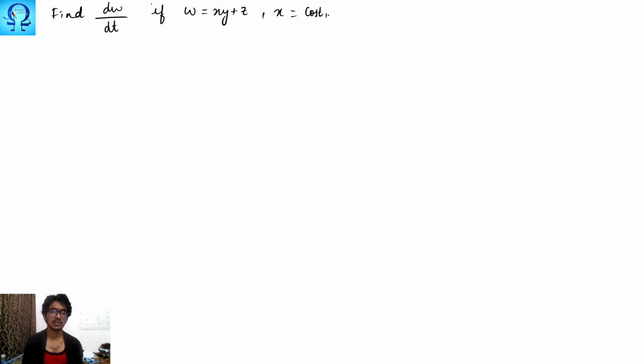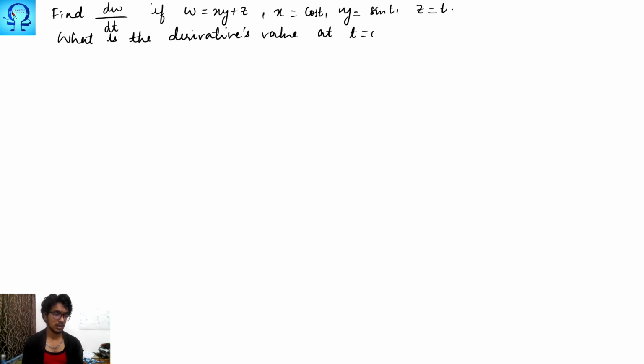Here, if we extend the same ideology to a three variable setup, what is the thing that we are going to get? So that is what we are going to see in this problem. We are asked to find out dw upon dt if w is xy plus z and x is given as cos t, y is sin t and z is simply t. Also, what is the derivative value at t equals 0? Let us get into our solution.